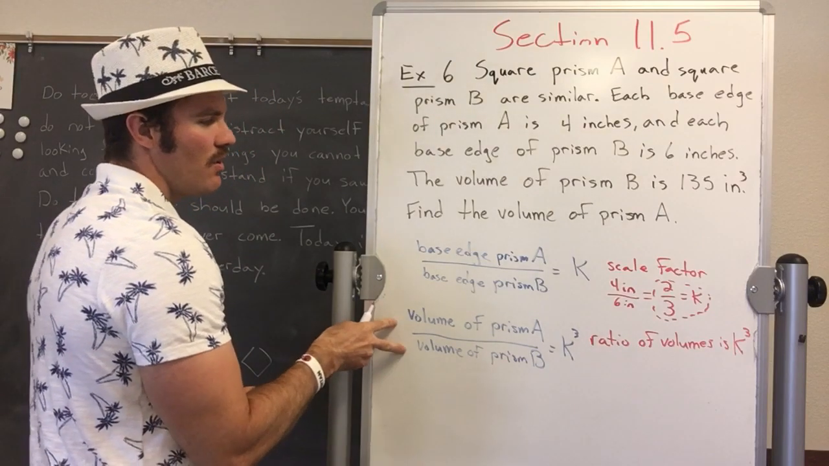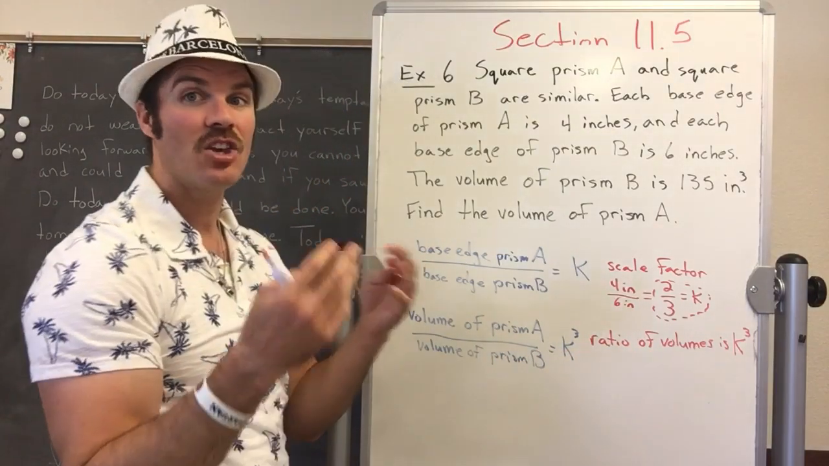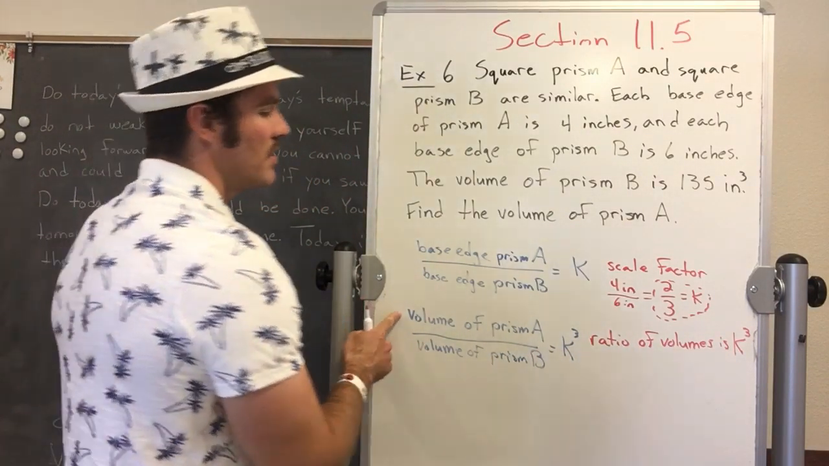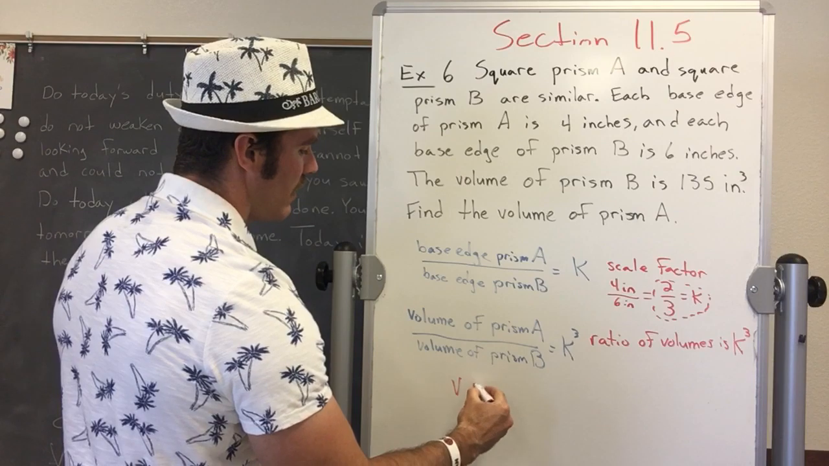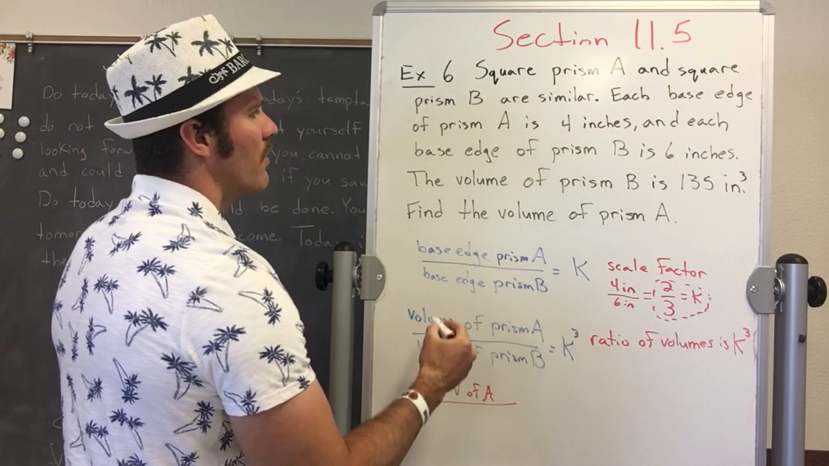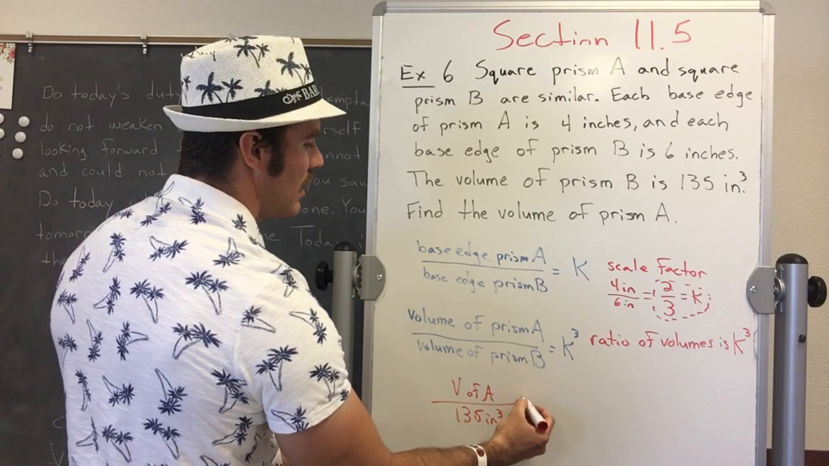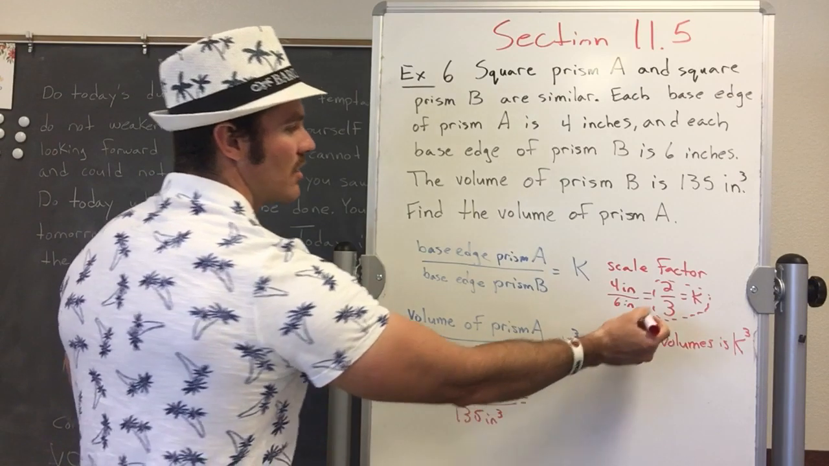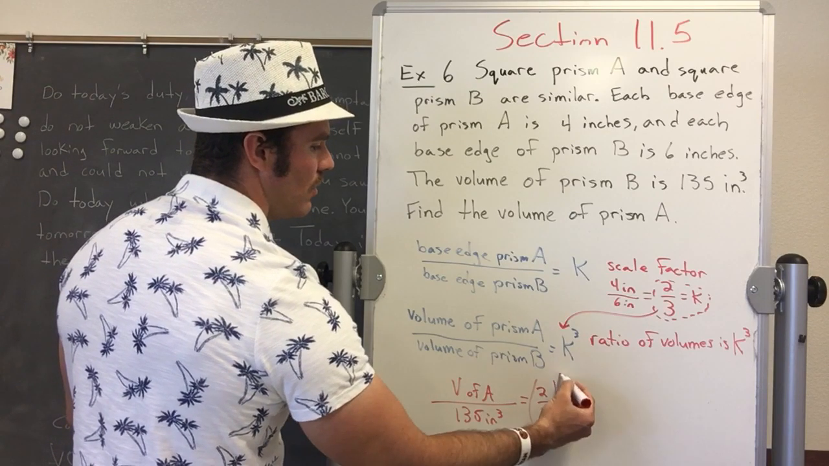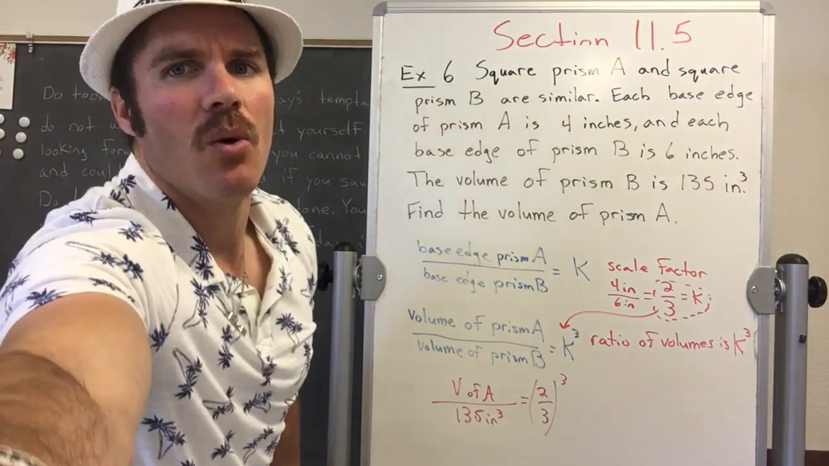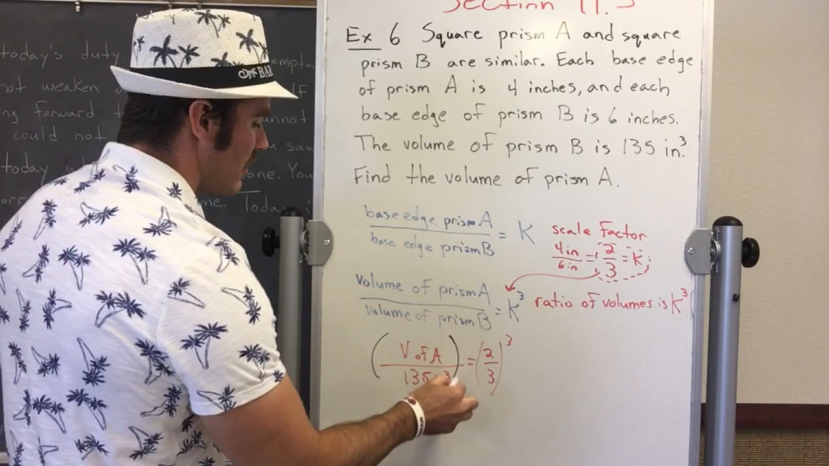Well, when you take the ratio of the volumes, it's going to equal the scale factor cubed. Remember, volumes, everything's cubed all the time, right? So the volume of prism A is on top, because that's what we want to find. So I'm going to leave that on top. So volume of A, let's just shorten it, over volume of B, which is 135 cubic inches, and that is set equal to the scale factor, which is 2/3 cubed.